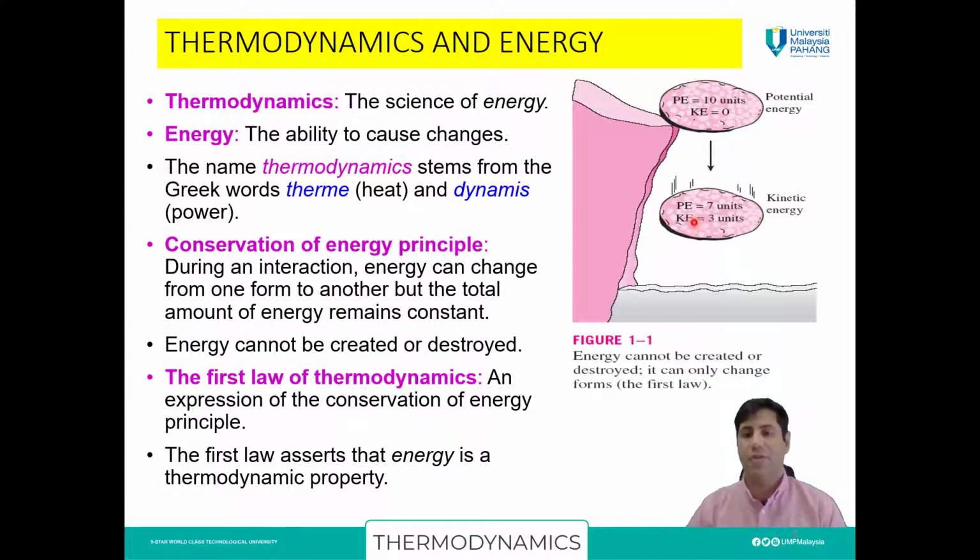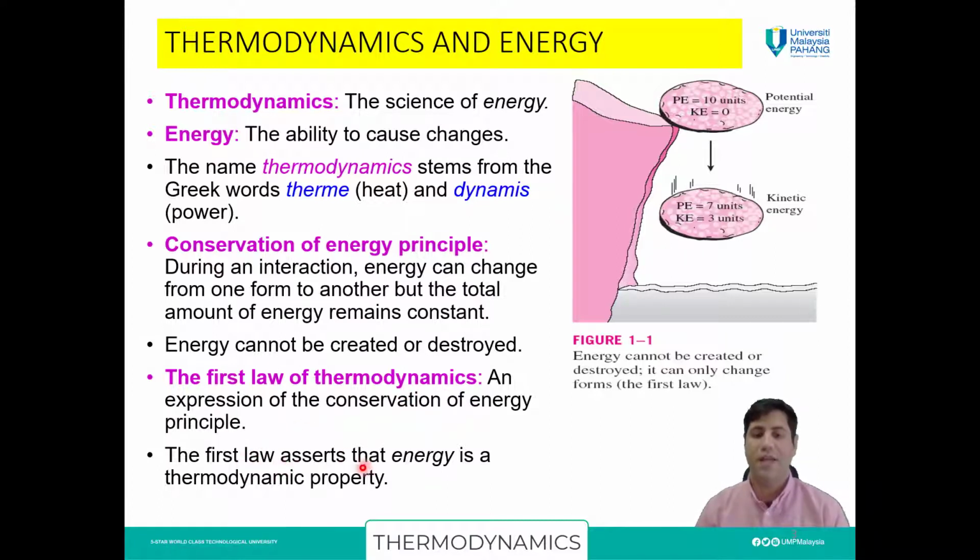When it is falling down, the potential energy is converting to kinetic energy. So as you can see here at this height, 7 units of the potential energy is converted to kinetic energy. But again, you should notice that the total energy is still 10 units. We call this the conservation of energy principle, which forms the first law of thermodynamics. It is an expression of the conservation of energy principle.